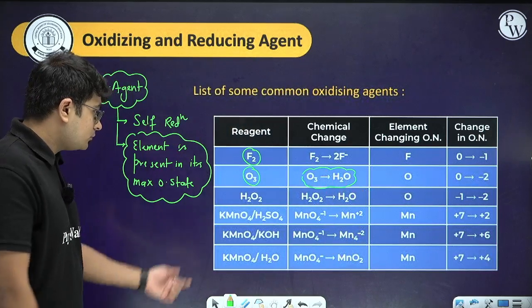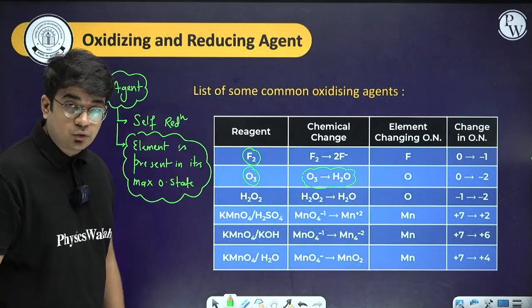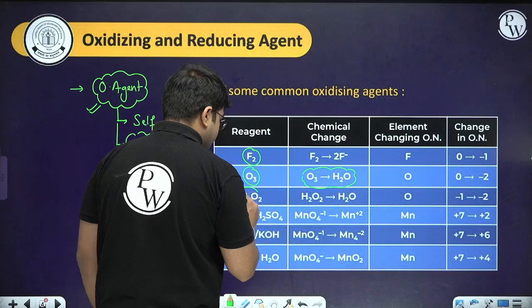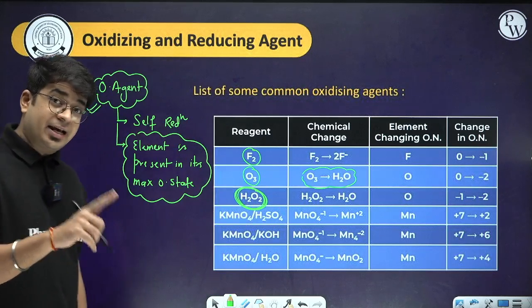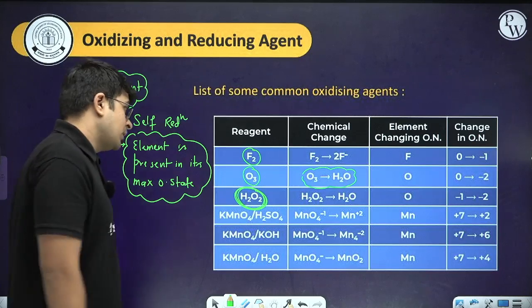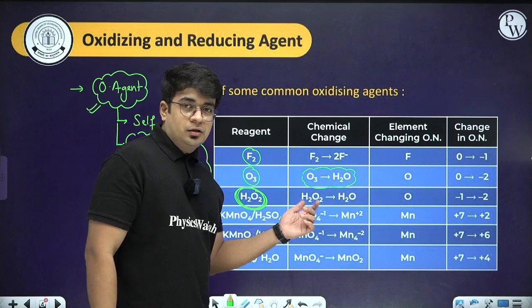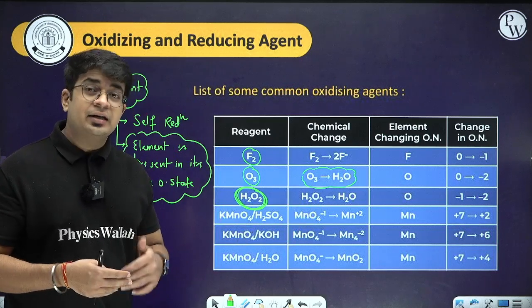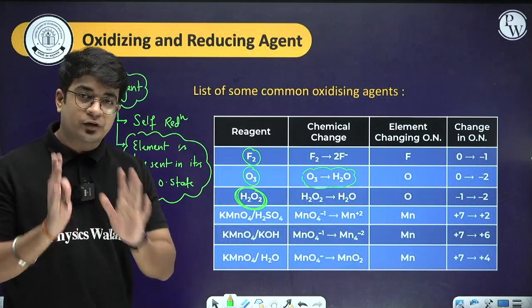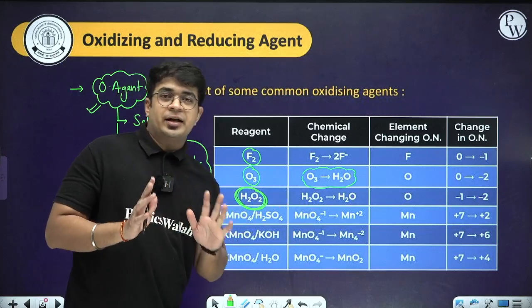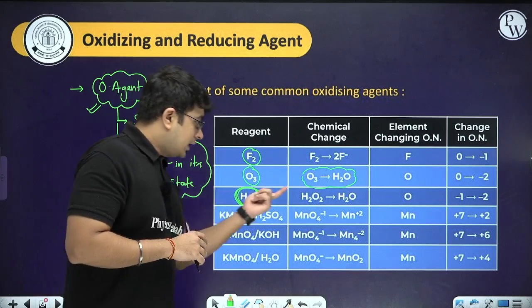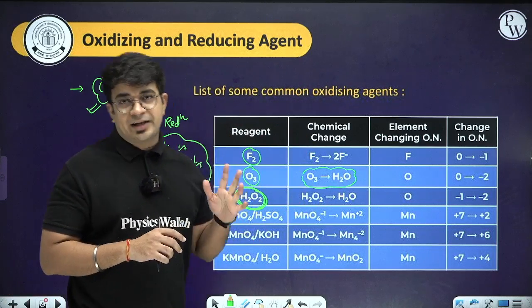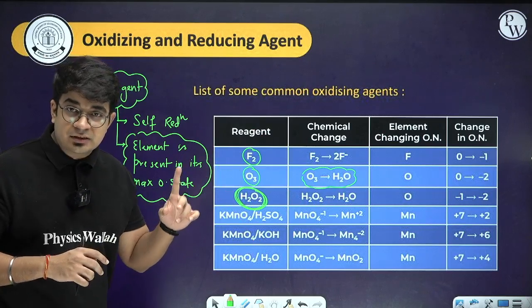Okay. In the same way, H2O2 is the only species which can act as both an oxidizing and a reducing agent. I'm going to talk about that in the disproportionation reaction, so don't worry. In this case, just remember H2O2 will be an oxidizing agent as well as a reducing agent. H2O2 converts into H2O, which shows its oxidizing nature.